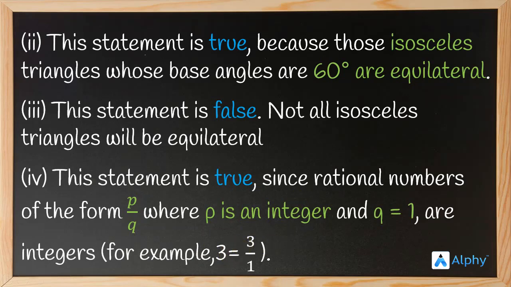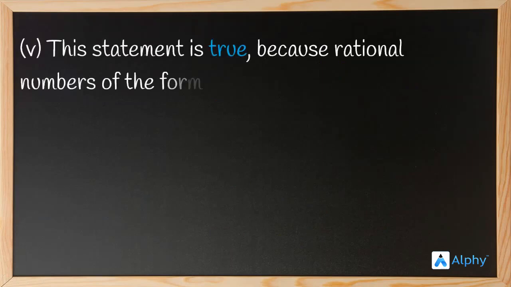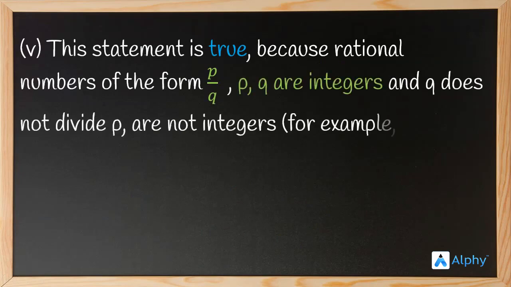Moving on to the next part, we have this statement is true because rational numbers of the form p by q, where p and q are integers and q does not divide p, are not integers. For example, 3 by 2. The statement was that some rational numbers are not integers, and if we take an example, 3 by 2, when you divide 3 by 2, you'll get 1.5, which is definitely not an integer. So whenever you're not able to understand if a statement is going to be true or not, just try to take an example and then understand it.